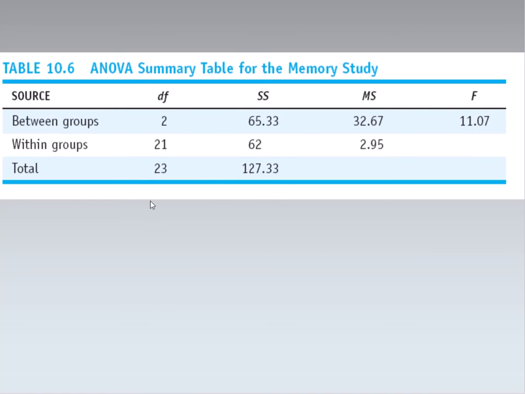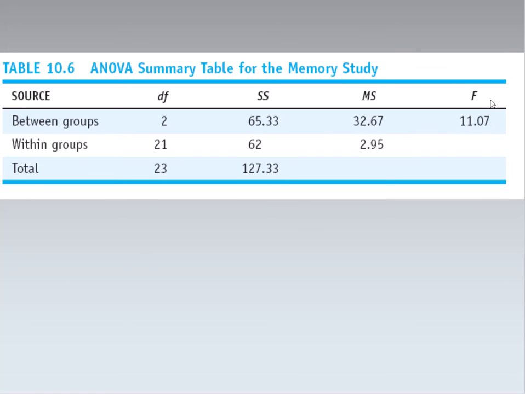If you take a look at the numbers, you can notice that the degrees of freedom add up to the total. Sums of squares add up to the total, which means that you can use them in reverse and forward. You can do total minus within to get between, total minus between to get within. Those all work very well.